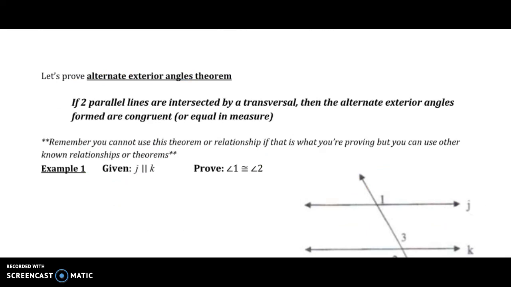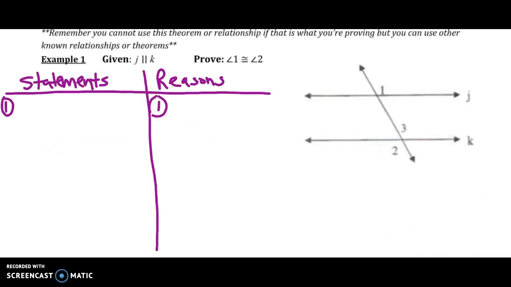Okay, so we're going to write a proof to prove the alternate exterior angles theorem, which says if 2 parallel lines are intersected by a transversal, then the alternate exterior angles formed are congruent or equal in measure. So remember, you cannot use this theorem or relationship if that is what we are trying to prove, but we can use other relationships or theorems that we know. Right? So given that line FJ is parallel to K, and again, we give you information, annotate it or mark the diagram with that information. We want to prove that angle 1 is congruent to angle 2.